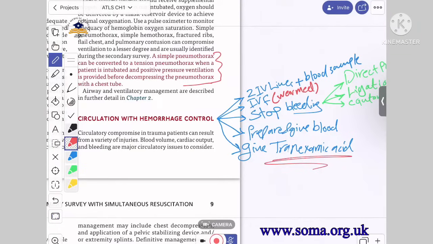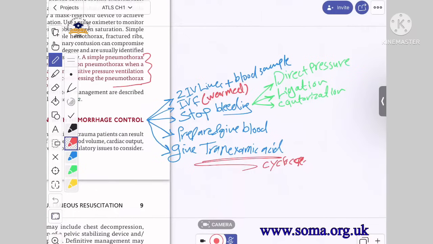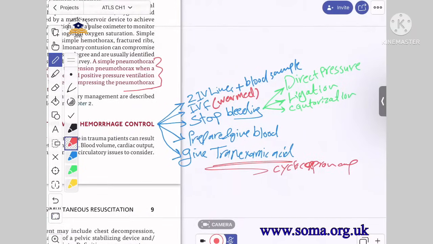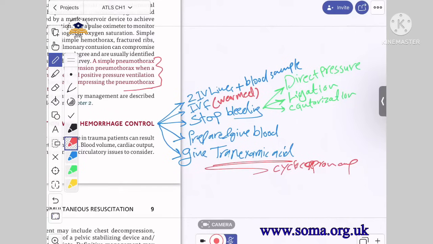Stop bleeding, prepare blood to be given, and nowadays they give tranexamic acid. Tranexamic acid is Cyklokapron, if you know it in your emergency department, Cyklokapron ampoule or vial. Again, what you will do in circulation and hemorrhage control: put 2 IV lines to give warm IV fluid, stop bleeding, prepare and give blood, and give tranexamic acid.